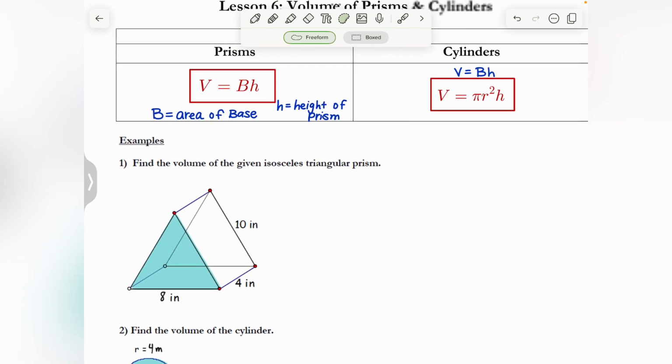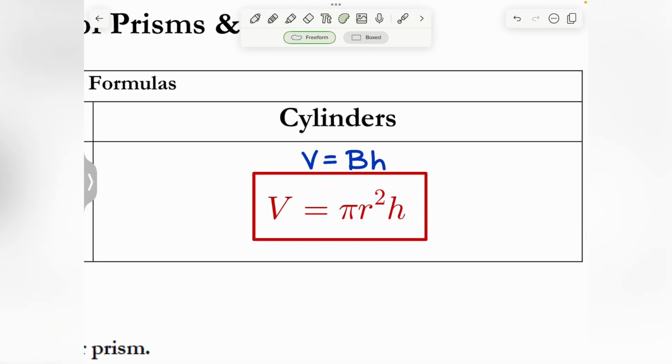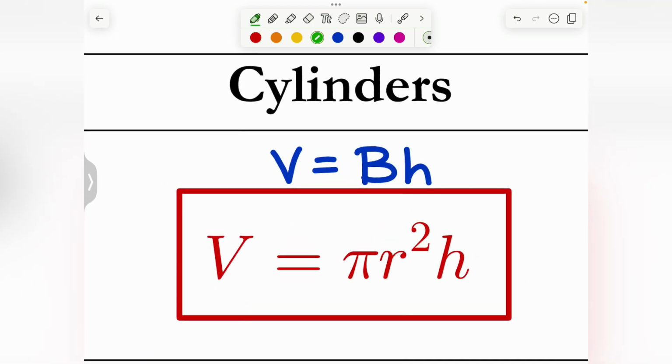When it comes to cylinders, let's pause the video, write down the formula. Hopefully you wrote down the formula. And it's still a prism. So it's still the area of the base times the height. But remember, the area of the base is a circle. And the area of a circle is pi r squared. So it's just pi r squared for the base times the height of the cylinder.